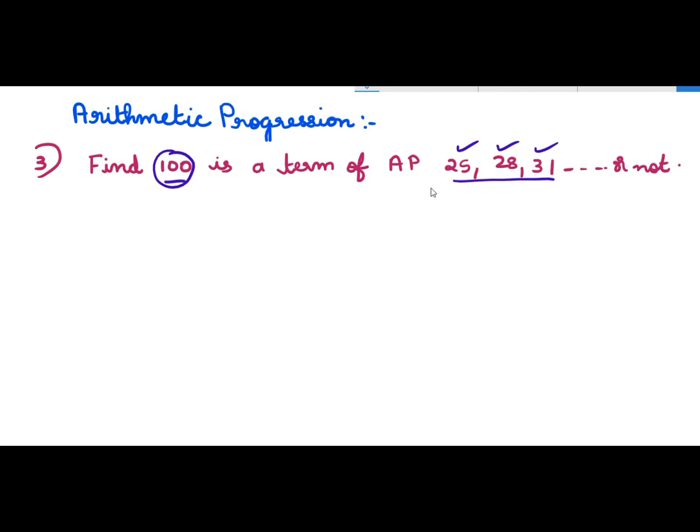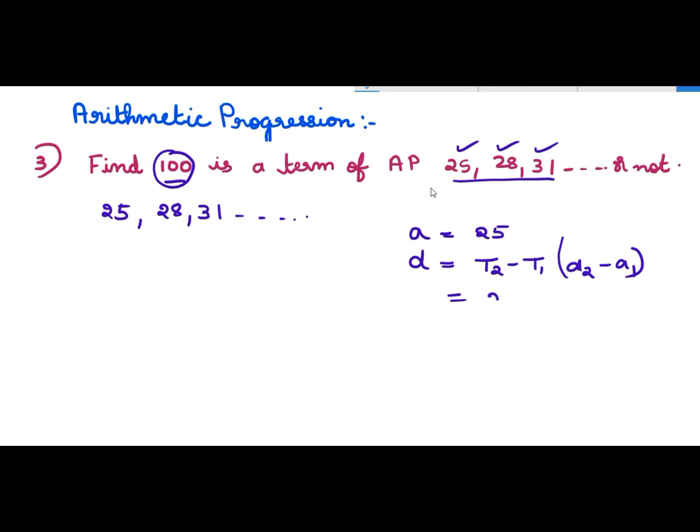The given AP is 25, 28, 31, etc. So a is 25, the first term. d is the common difference, that is second term minus first term. I can write a2 minus a1, or t2 minus t1. This is equal to 28 minus 25, which is equal to 3.